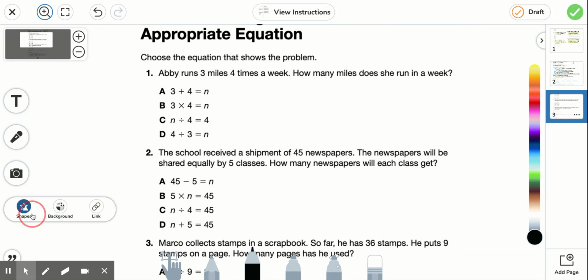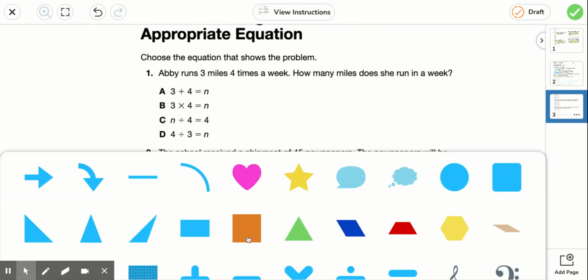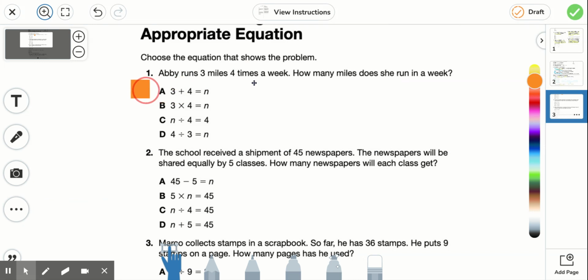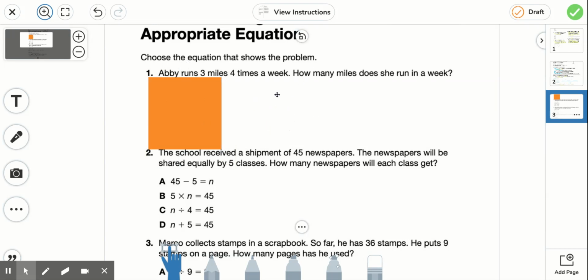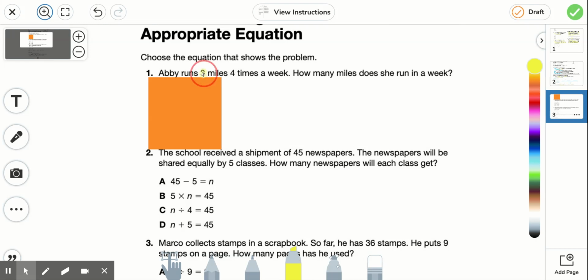Again, I am going to actually take a shape here. I'm going to grab a square. And this square, y'all, is going to cover those answers. I don't want to see them yet. I just want to focus on my problem and drawing a picture to match it. Abby runs 3 miles 4 times a week. How many miles does she run in a week? So 4 times each week, she runs 3 miles.